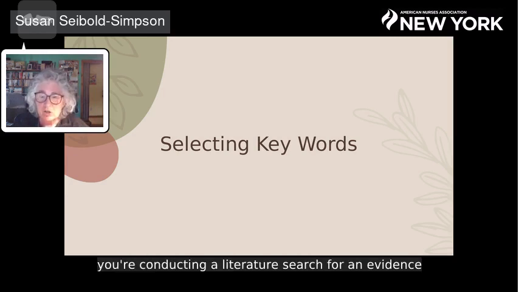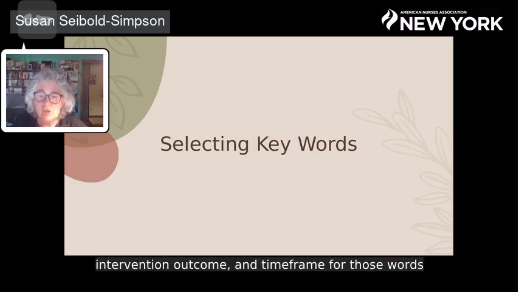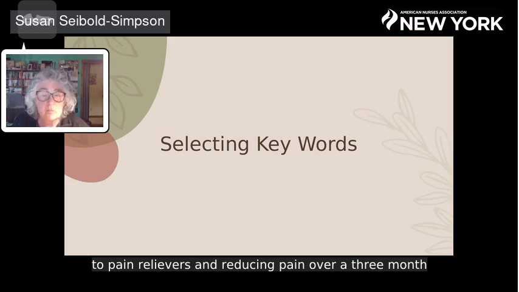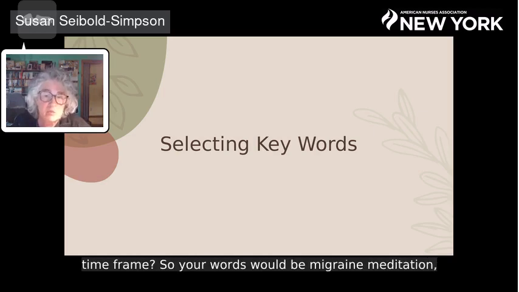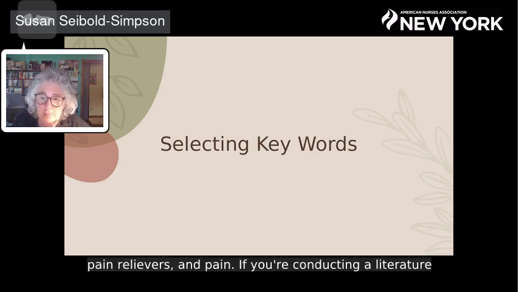If you're conducting a literature search for an evidence-based project, you can use your PICO, or your problem, intervention, outcome, and time frame, for those words to search. So for example, in people with migraine headaches, what is the value of meditation compared to pain relievers in reducing pain over a 3-month time frame? So your words would be migraine, meditation, pain relievers, and pain.